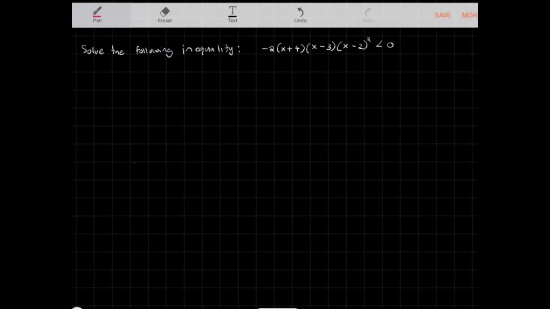Alright, let's solve the following inequality. Negative 2 times (x plus 4) times (x minus 3) times (x minus 2) squared is less than 0. Okay, so if we're trying to solve an inequality, let's first determine the critical points.